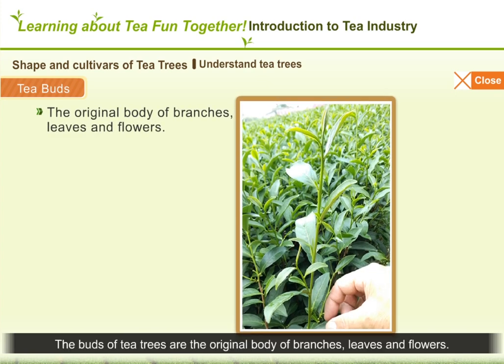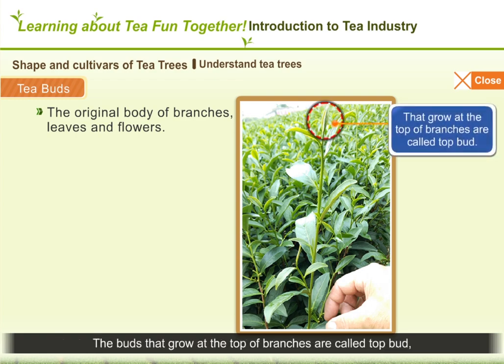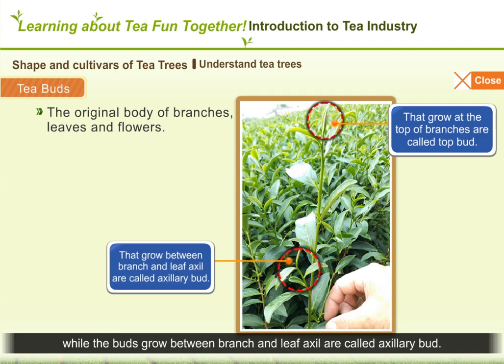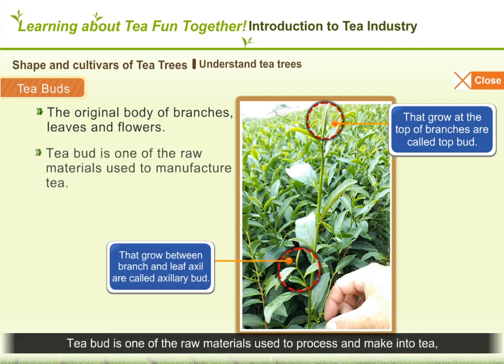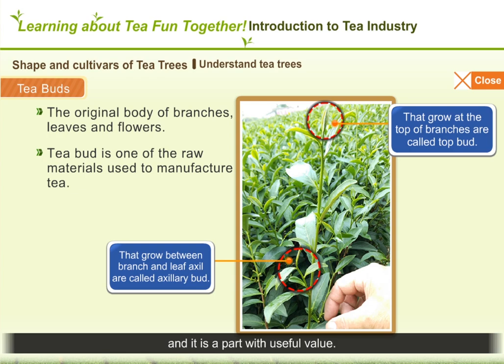Tea buds. The buds of tea trees are the original body of branches, leaves, and flowers. The buds that grow at the top of branches are called top buds, while the buds that grow between the branch and leaf axil are called axillary buds. Tea buds are one of the raw materials used to process and make into tea, and are a part with useful value.